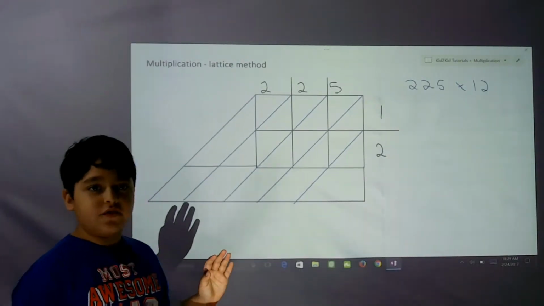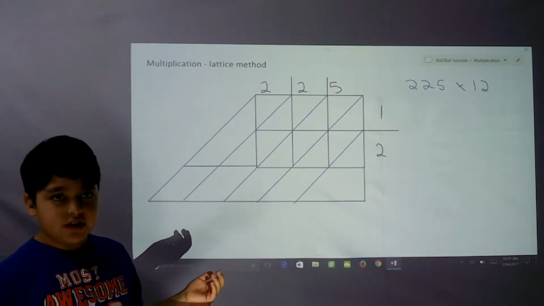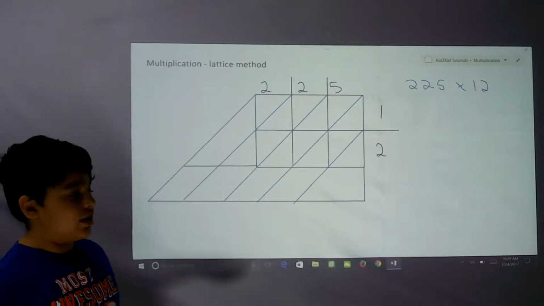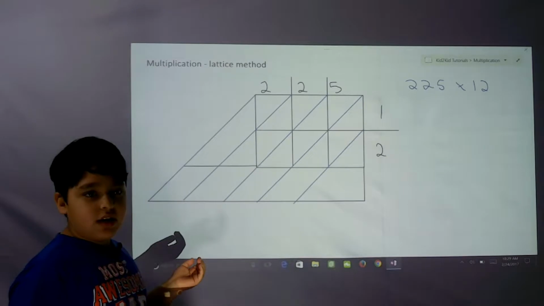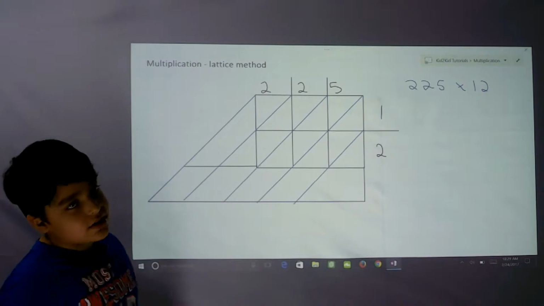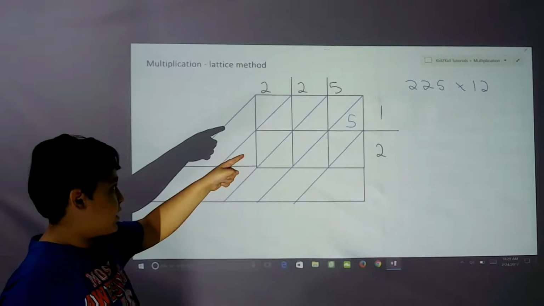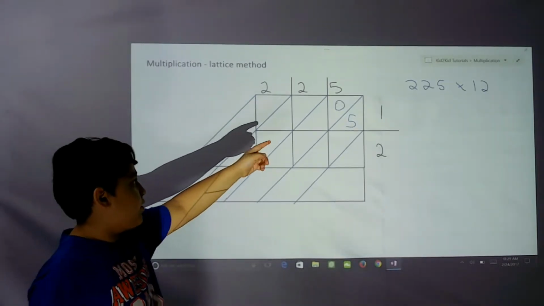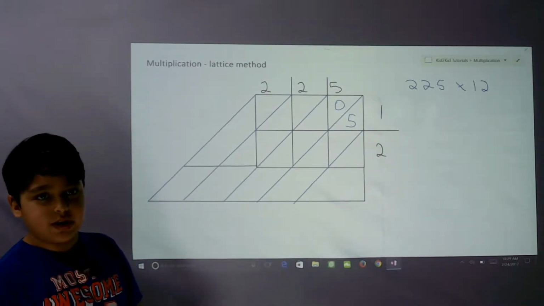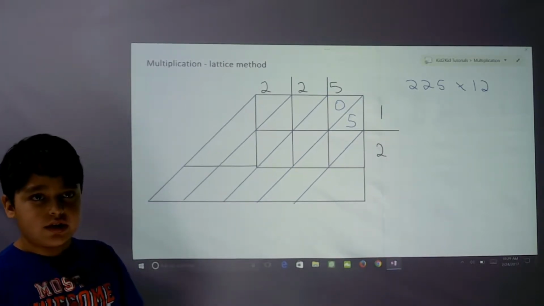Hi, so let's start with our first problem. So it's 225 times 12. With the lattice, this is going to be really easy. So we're going to add the 1 times 1 to the 225 first. So 1 times 5 equals 5, right? So we will write a 5, we will write a 0, because the 0 right here is the tens place, but there's nothing in the tens place, so we just write 0. And the 5 is there because there are ones.